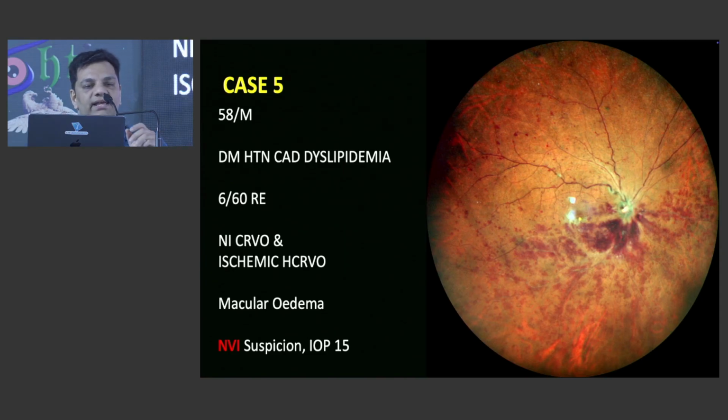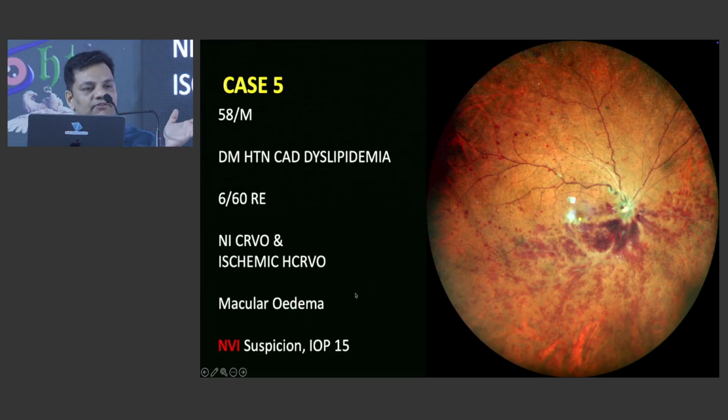Now let's look at case 5, a 58-year-old male, diabetic, hypertensive, 6/60 vision right eye. He had an NI CRVO, so he's got a CRVO also. You can see the hemorrhages on top and below, and on top of that he's got an ischemic hemi-CRVO. So he has had 2 occlusions. One, there must be a small CRVO which has happened, and on top of that he's got a hemi-CRVO in the inferior quadrant, and he has come with macular edema and those exudates that you see.